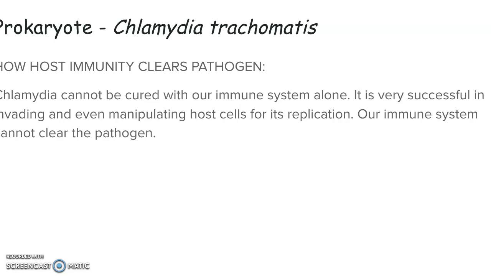So the way that the host immunity clears the pathogen is that it doesn't. Our immune system alone cannot cure chlamydia itself. The chlamydia infection is very successful in invading and even manipulating host cells for its replication. Because of their restricted parasitism inside eukaryotic cells, the pathogens have to develop multiple strategies for adaptation to the hostile intracellular environment, which is why it's so successful at doing what it does best.